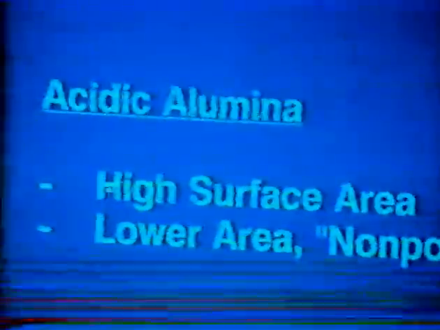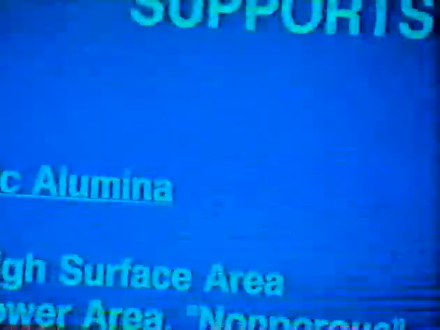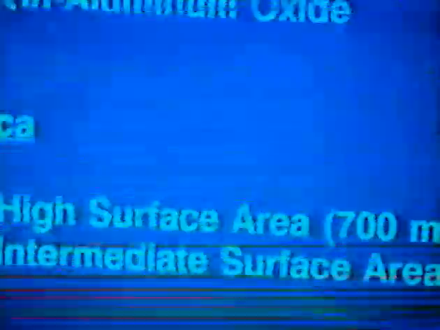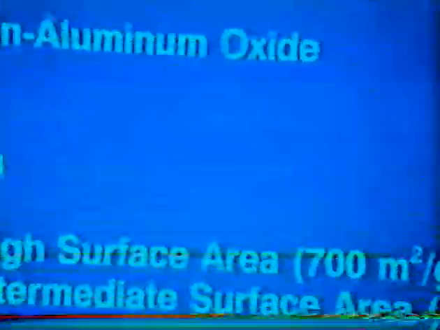I'm going to be describing the results from acidic alumina, the low area, non-porous alumina, as well as high surface area alumina, and a co-precipitated tin aluminate, where the tin has been co-precipitated with the aluminum. This is the more common way of preparing commercial catalysts, and most patents describe this as the way of preparing a platinum tin catalyst. The final support is silica, of intermediate or high surface area. Next slide.